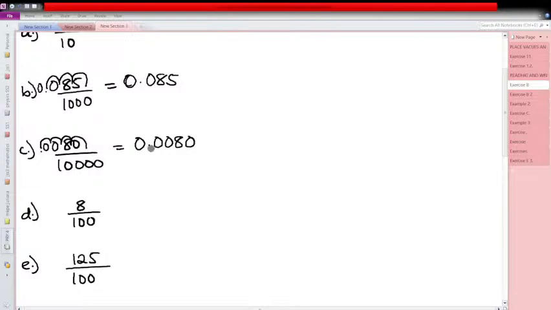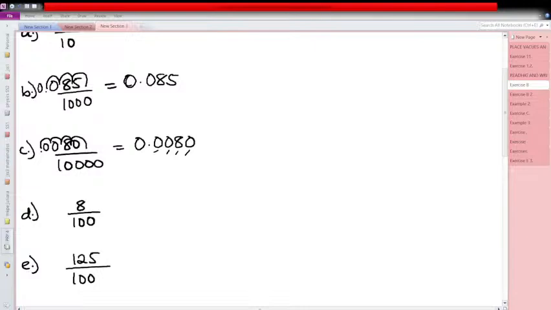Now, if you look at it, the first place value after the decimal point is 10. This is 100. This is 1000. This is tens of thousands. So the last digit will always be at the tens of thousands.